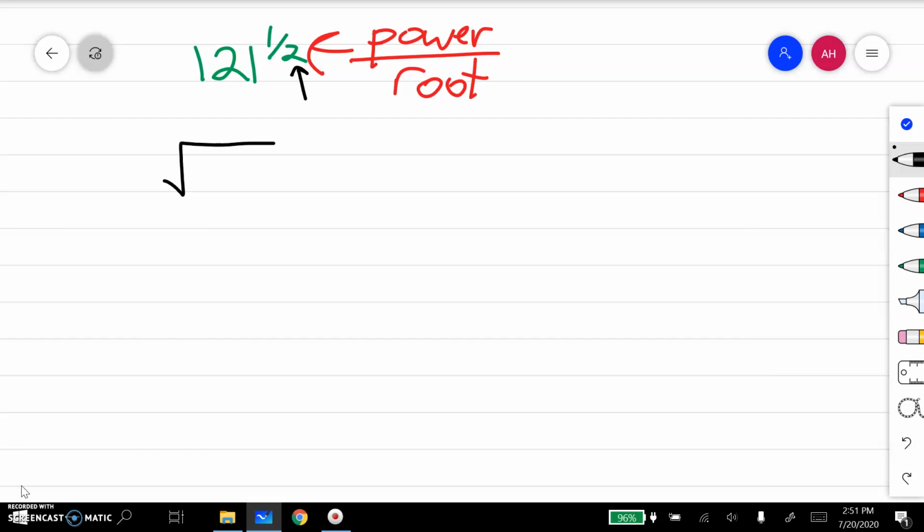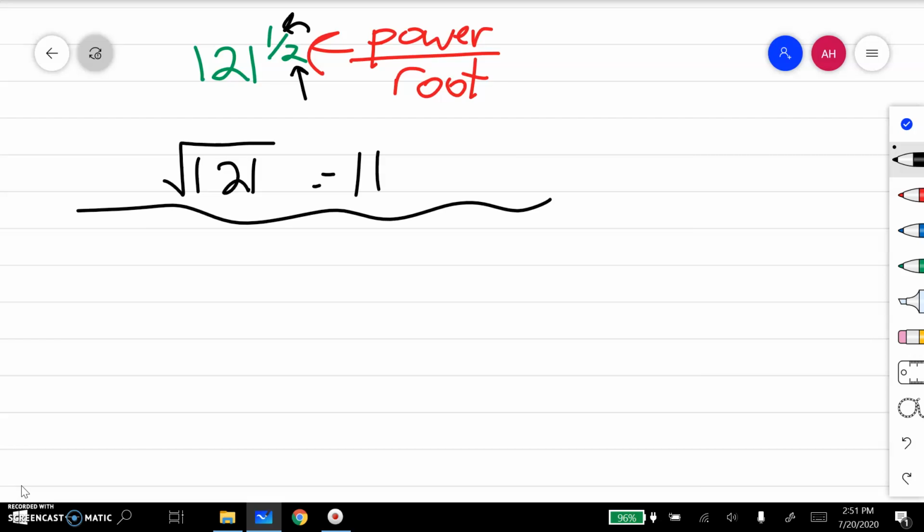Okay, this 1 tells me the power or the exponent. So we put 121 under the radical, and you could put the 1 there, but 121 to the first is just 121, so it's just understood to be that. So really we just have square root of 121, which is 11. Okay, let's look at another one.